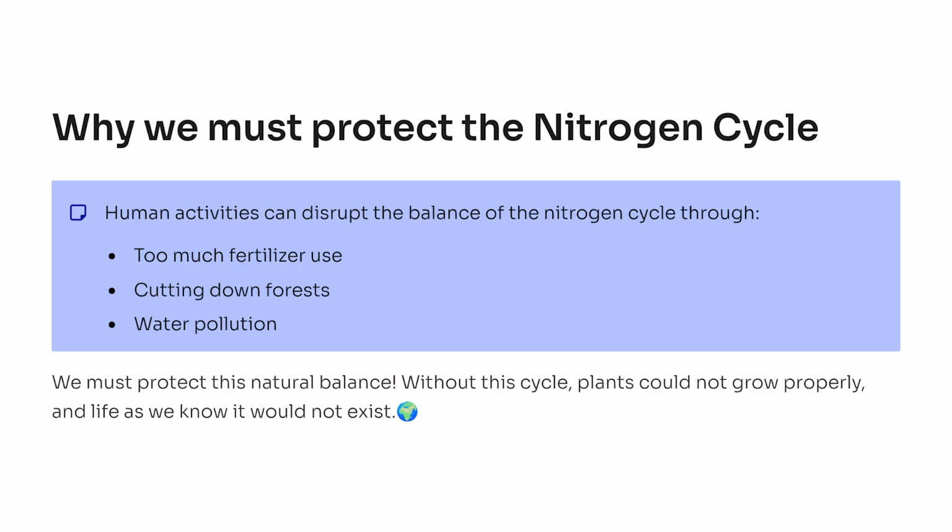Without it, plants would not grow properly, animals would lack food, and life as we know it would not exist. So we all have a role to play by using fertilizers wisely, keeping our water clean, and taking care of our environment. Protecting the nitrogen cycle means protecting life itself.